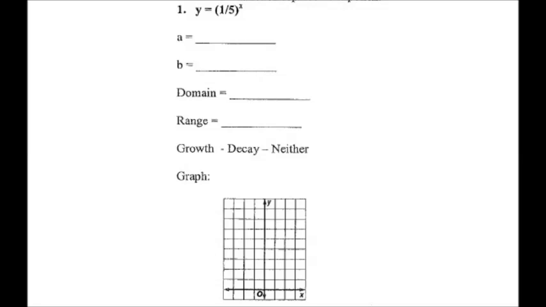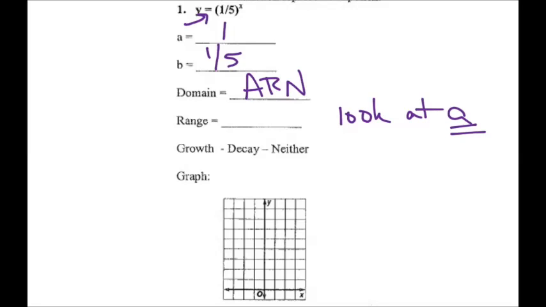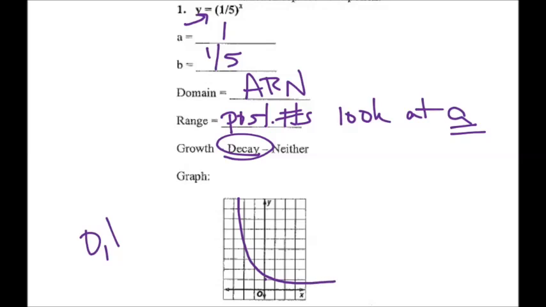So looking at this one, there is no number at the beginning, so your coefficient, or a, is 1. Your base is 1/5. Your domain is always all real numbers. Your range, you're going to look at a. Since a is positive, your range will be the positive numbers. Growth, decay, or neither? First of all, make sure they're both positive, a and b, and they are. So then when you look at b, it is a fraction smaller than 1, so this is decay. For your graph, you know it's going to go through the point (0, 1) because a is 1. So you make a dot there. It's decay, so it's going to come down through that and then curve over.